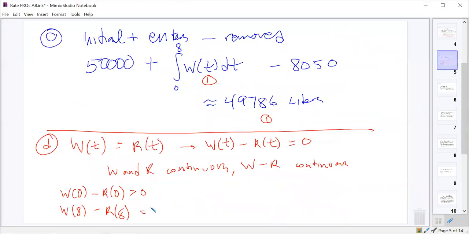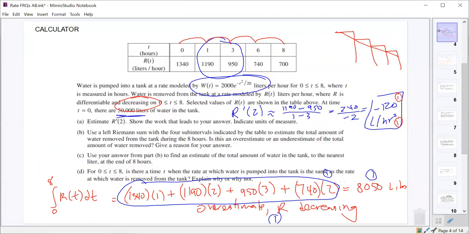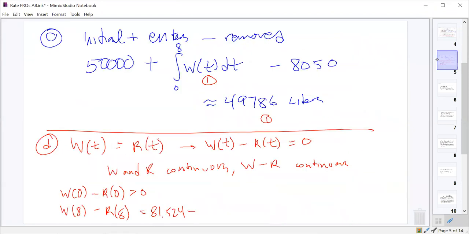81.524. Okay, great. So that's 81.524 minus R of 8, which is 700, which is less than 0. So W of 0 minus R of 0 went from positive to being negative. So that means that it must have crossed through 0. And if W minus R was equal to 0, then W must have equaled R at that point. So by intermediate value theorem, yes.